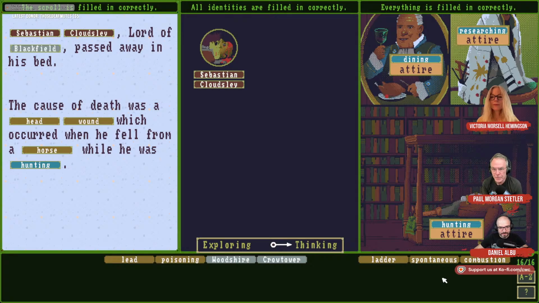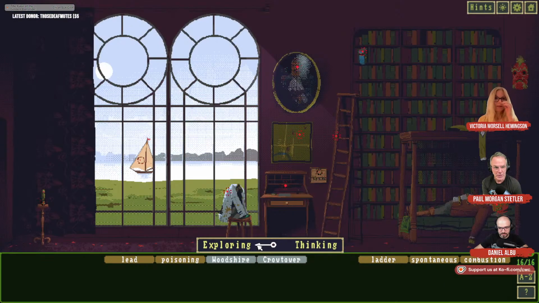Okay. So this is the second chapter. Do you want me to read it? Go for it. Sebastian Cloudsley, Lord of Blackfield, passed away in his bed. The cause of death was a head wound, which occurred when he fell from a horse while he was hunting. Well done. So who is Sebastian? We don't remember if Sebastian was Albert's dad. I don't know.